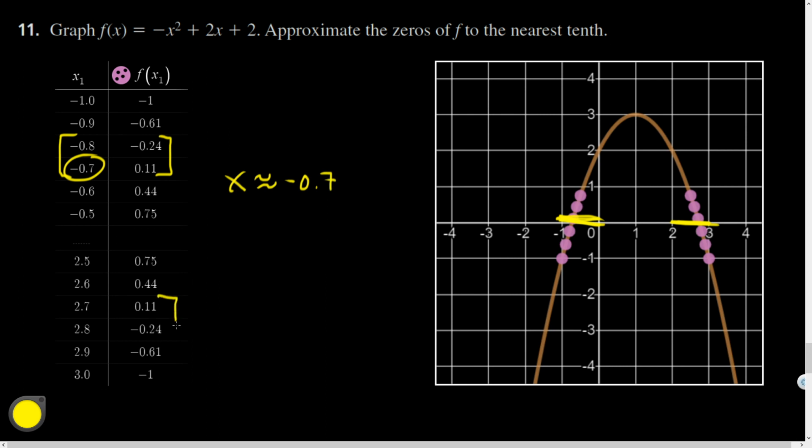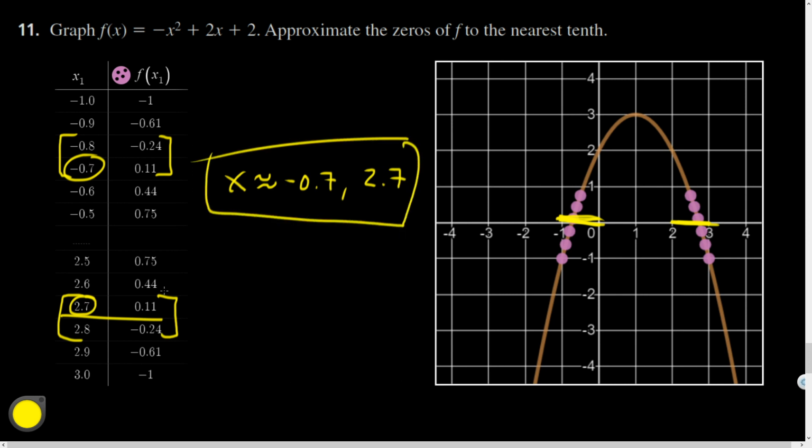For this one, they happen to change sign right here and here. Which one's closer to 0? This one. So I'm going to choose 2.7. And I've got my approximations. And you're welcome that I didn't require you to plug a whole bunch of numbers into a calculator.